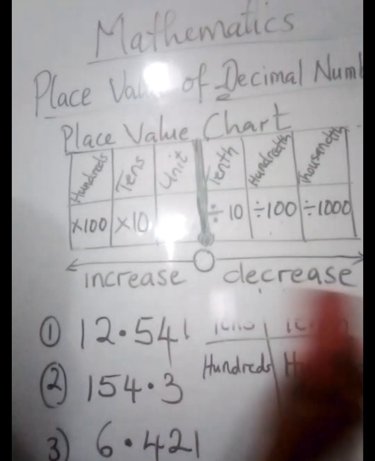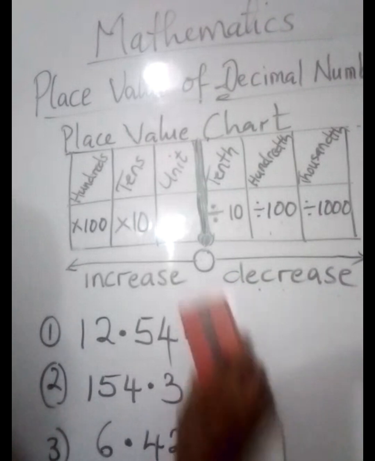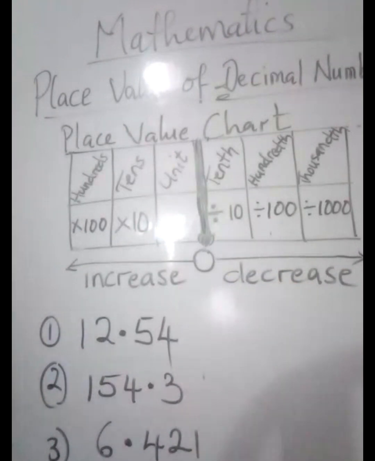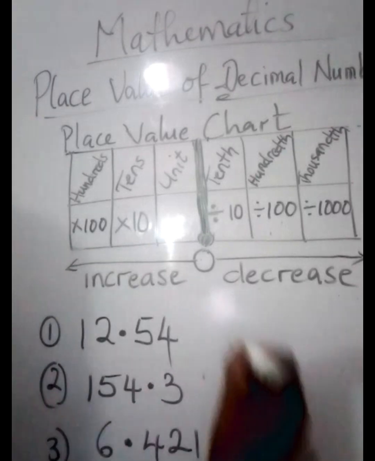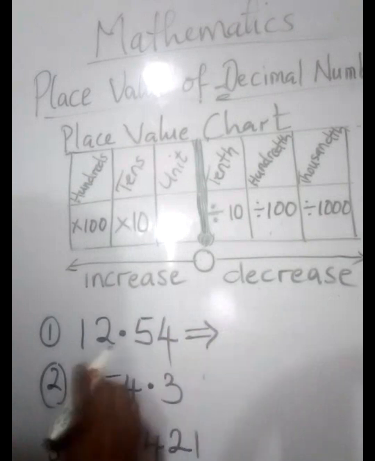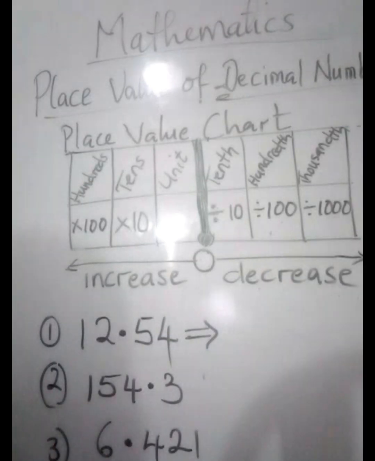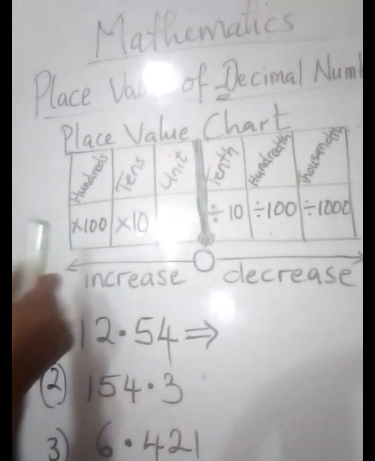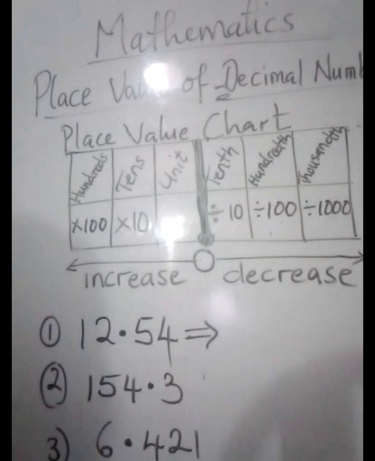So please, we're going to consider some examples here to make this clearer for us. Okay, let's consider some examples that we have here. The first number that we have here is 12.54. So permit me, I'm going to erase what we have here so that we can make room for what we need to do now.